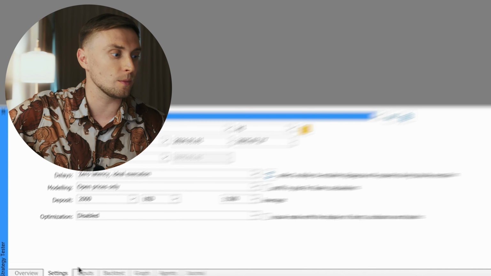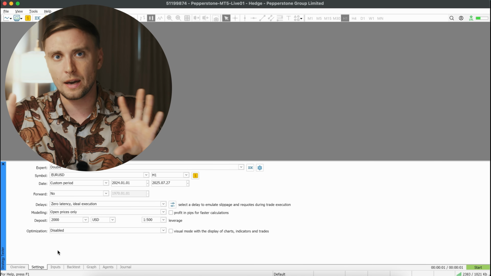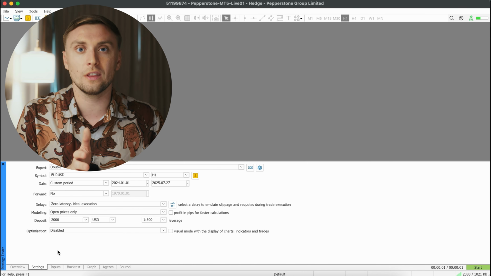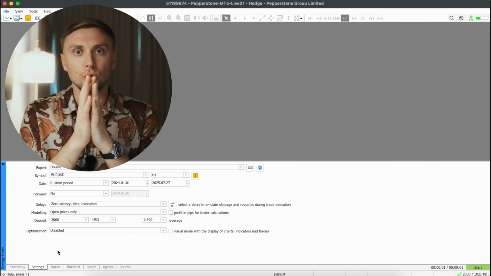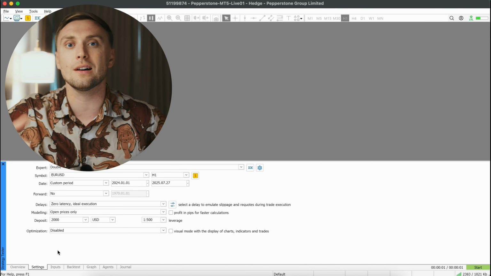So let's do a back test. I already did the optimization. What's the difference between the back test and optimization? A back test we do on the history, without any tweaks. In optimization, we give the bot some ranges of parameters, and the bot will find the best ones for us.